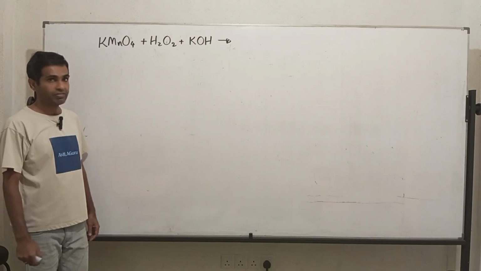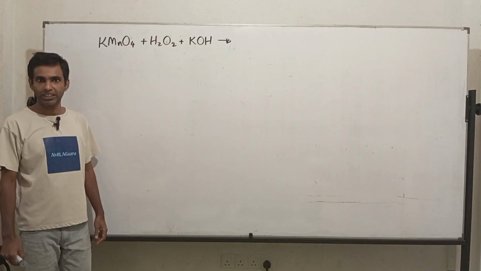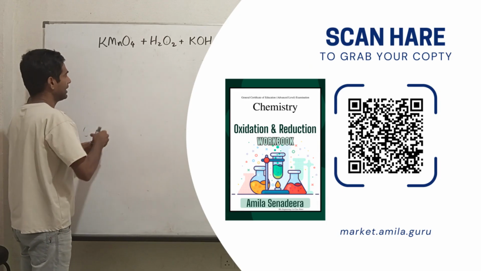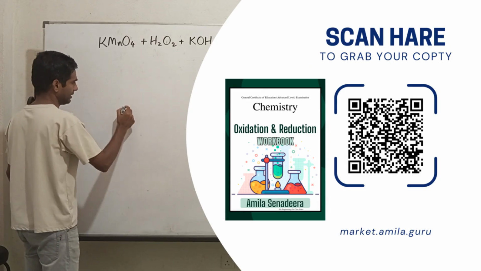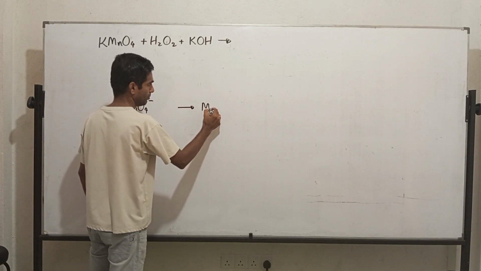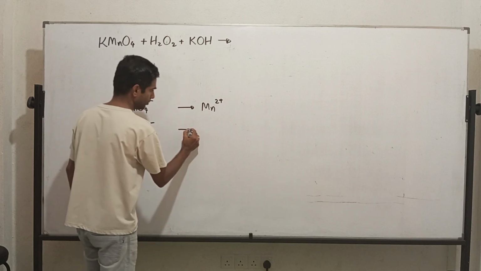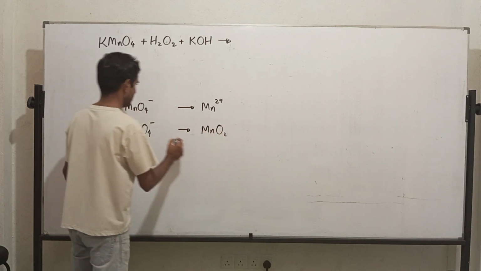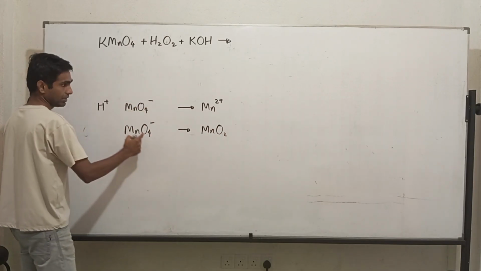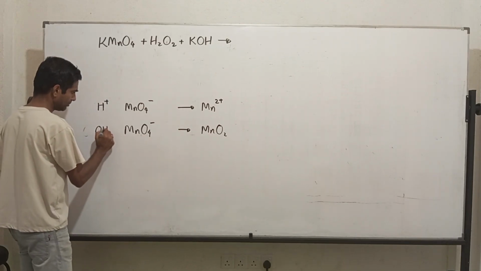How to balance the reaction between potassium permanganate and hydrogen peroxide in the presence of potassium hydroxide, which means in the basic medium. When we consider permanganate ion, there are two reactions of permanganate ion. Permanganate ion converts to manganese ions. Permanganate ion converts to manganese dioxide. The first conversion takes place in an acidic medium. The formation of manganese dioxide takes place in a basic medium.